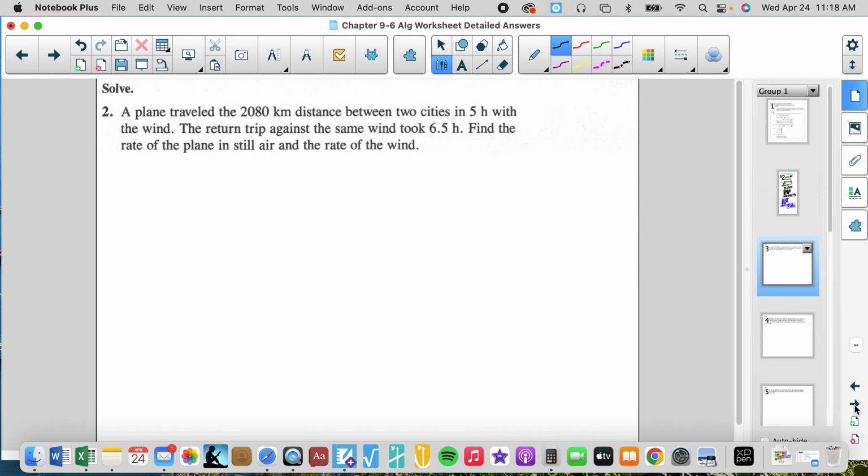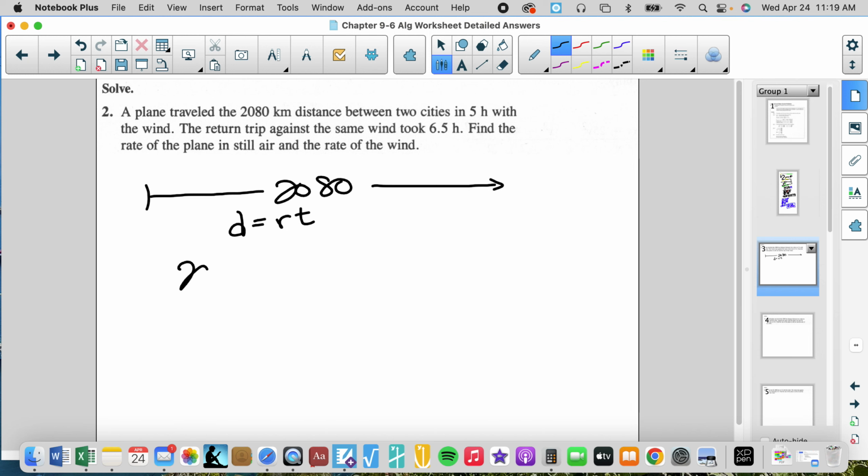A plane traveled 2,080-kilometer distance between two cities in 5 hours with the wind. The return trip against the same wind took 6.5. So 2080 going that way, distance equals rate times time. Distance is 2080. The rate of speed we don't know, but it's with the wind, and the time with the wind is 5 hours.